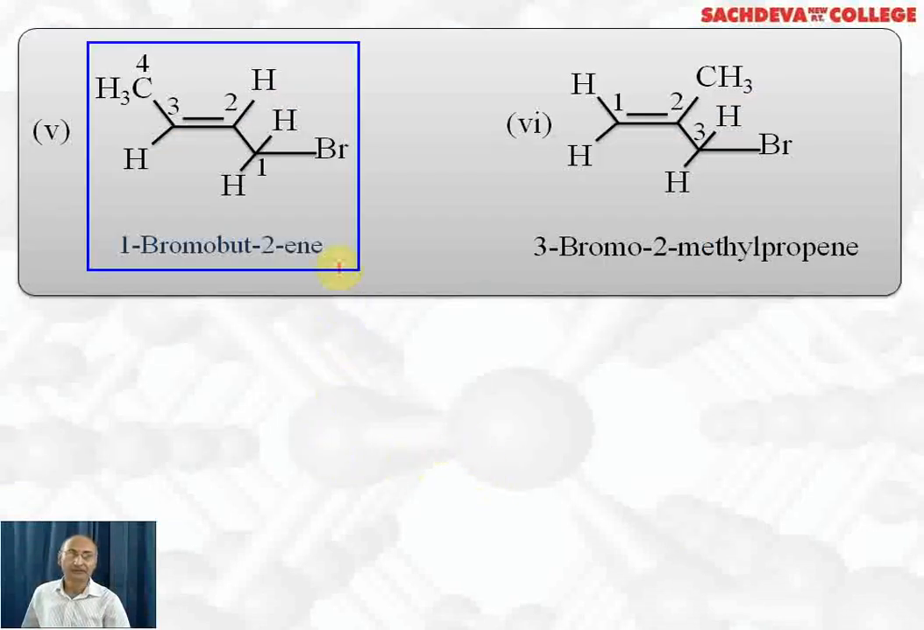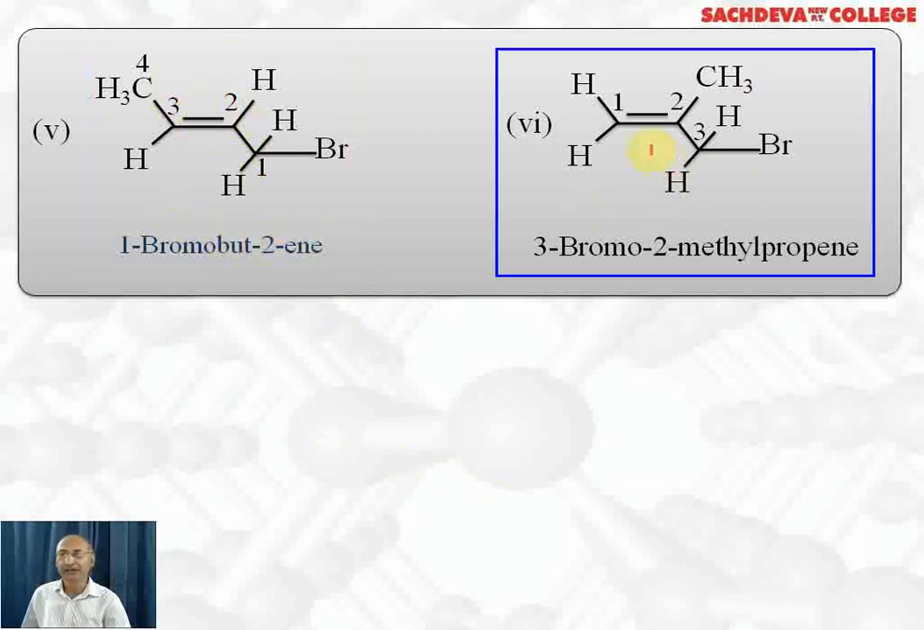Next compound, we start counting again from here because from both sides the double bond is getting number 2. So bromo should be given preference: 1, 2, 3, 4, 1-bromobut-2-ene. Here we have to prefer the double bond over halogens: 1, 2, 3, 3-bromo-2-methylpropene.